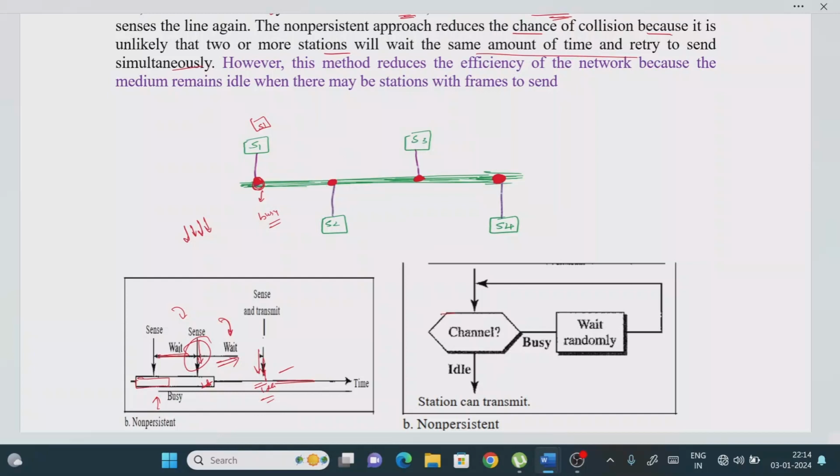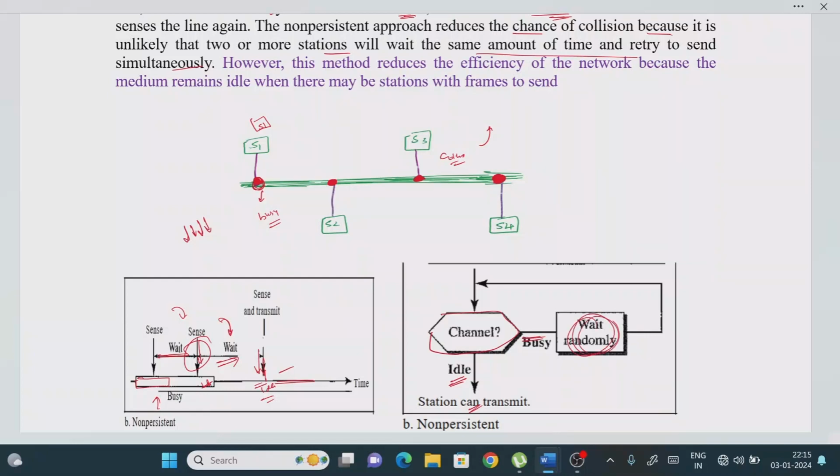Now see that, it is going to sense the channel, right? If the channel is idle, we can send the information. Here also collision will occur, no way, but it is something better compared to the one persistent method, right? If the channel is busy, what do we have to do?